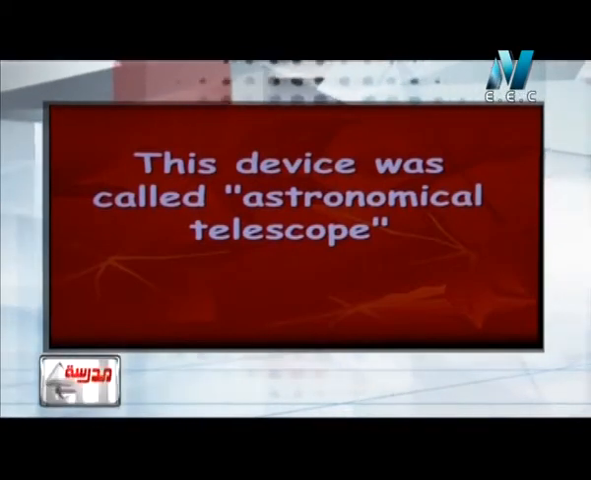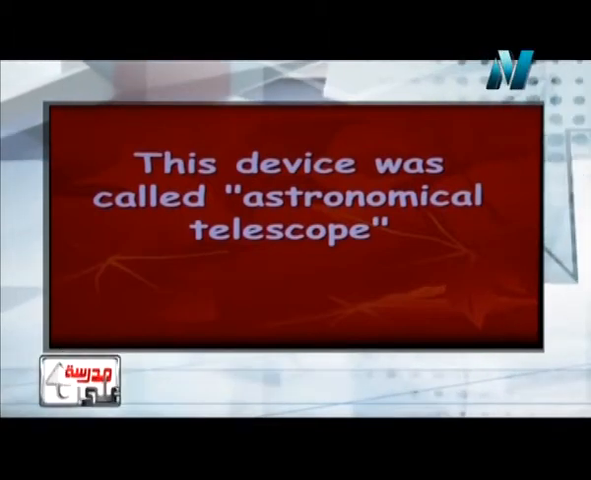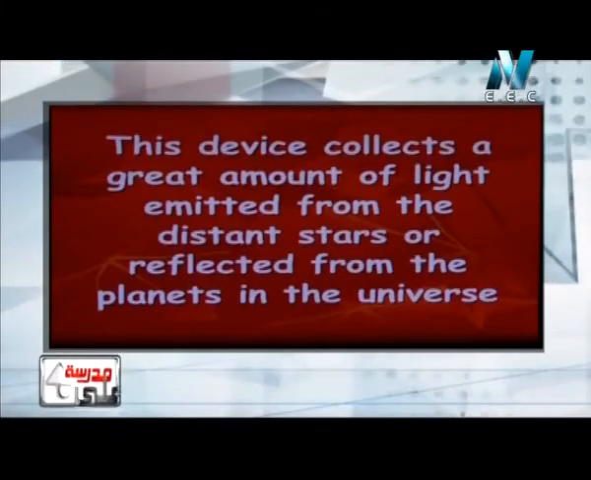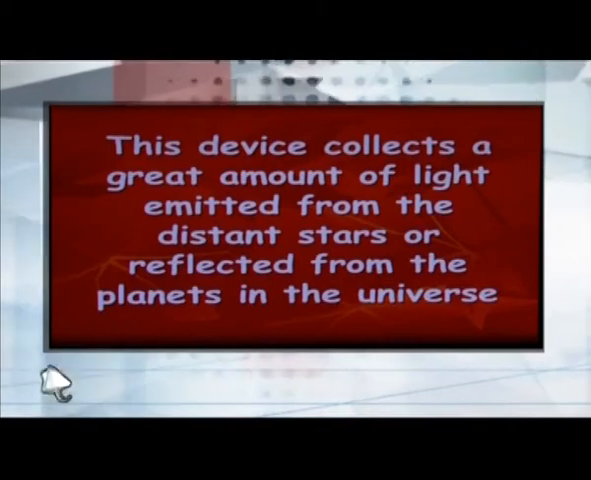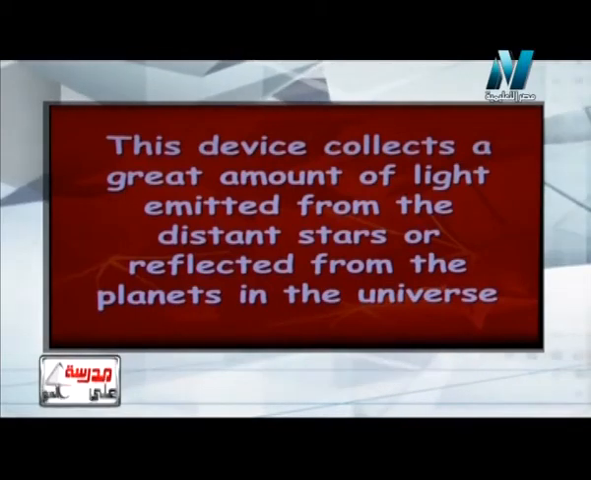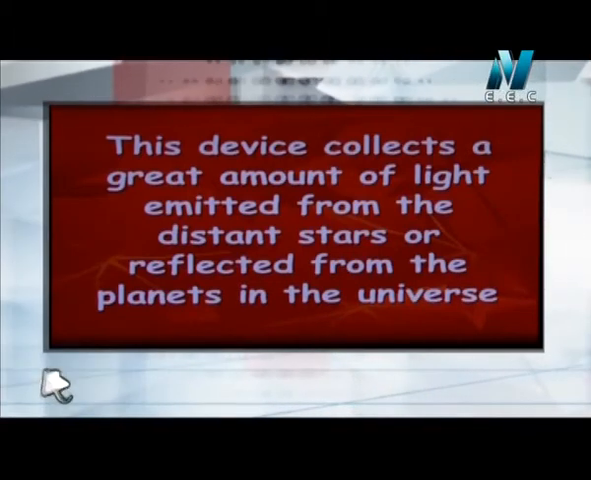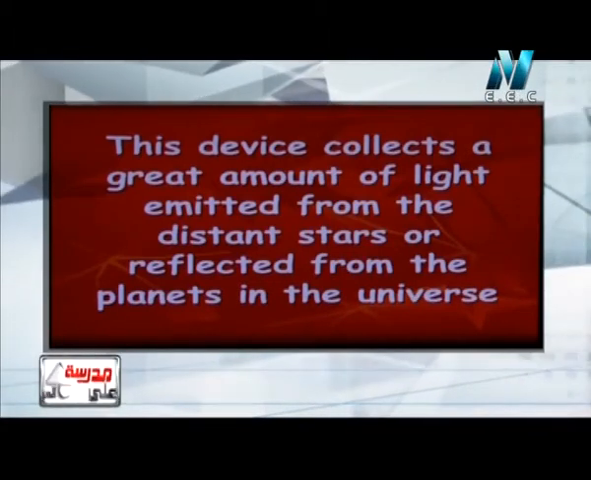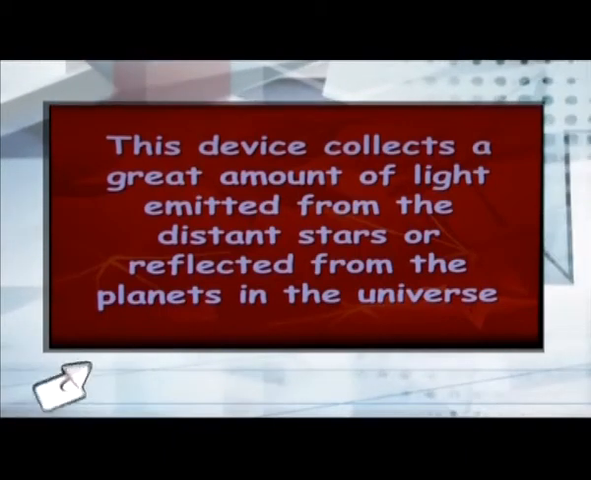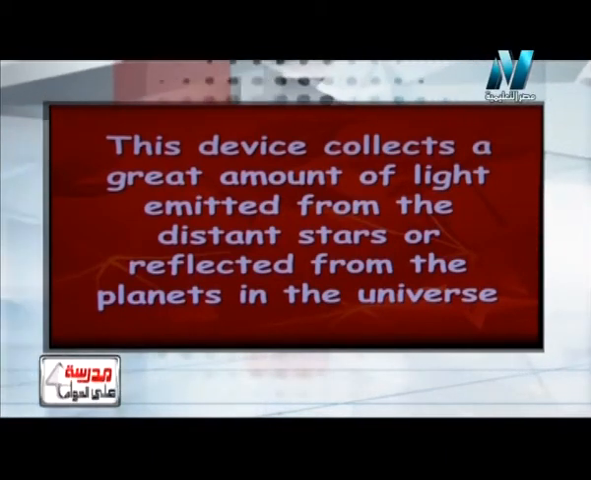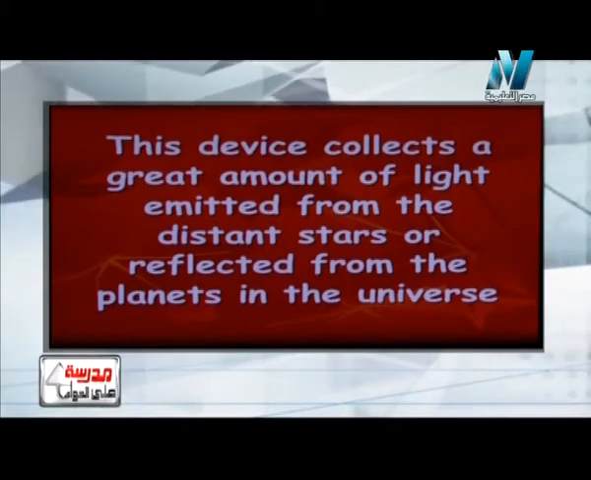So, this device was called astronomical telescope. سمينا الجهاز ده astronomical telescope أو التلسكوب الفلكي. It's a very important and vital device in observing the space. And again, this device collects what? It collects a great amount of light emitted from the distant stars or reflected from the planets in the universe. الجهاز ده بيجمع كمية ضوء كبيرة جدا منبعثة من النجوم أو منعكسة من الكواكب.